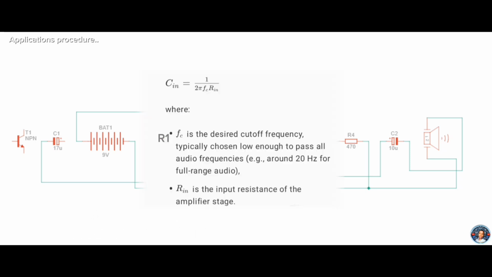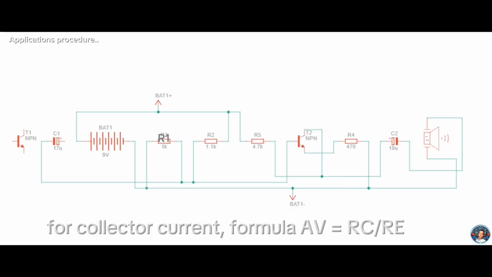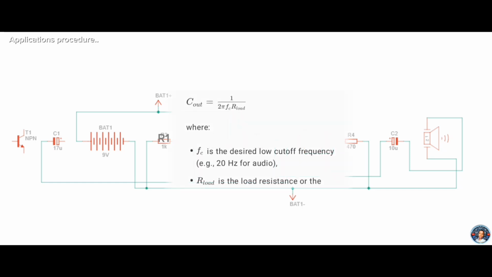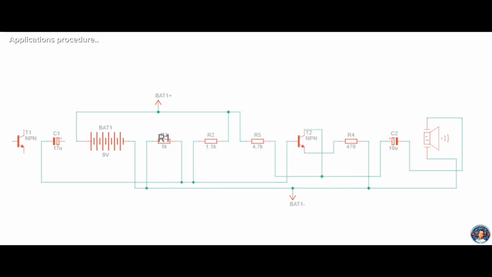This is also the formula to calculate for the collector resistor, and also the formula to calculate for the emitter resistor, followed by the output capacitor calculation. So follow these formulas and put in your voltage and you will get the values of the resistors which you're using.